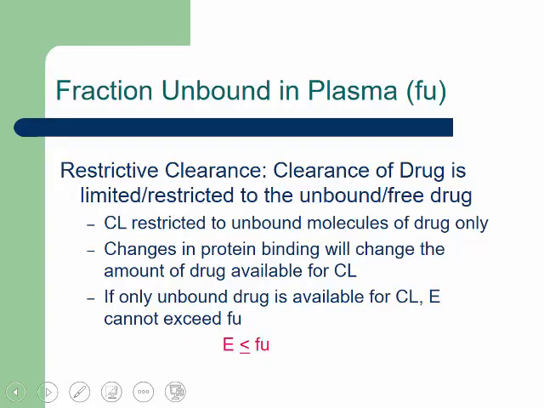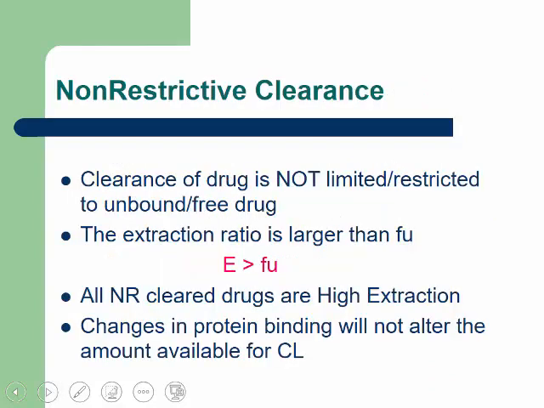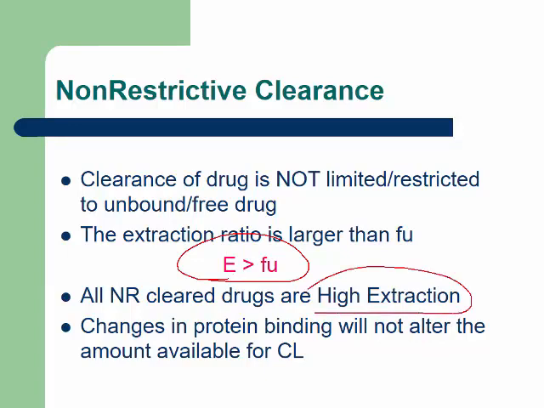But non-restrictive clearance is when the clearance is not limited to the unbound drug. This happens when the extraction ratio is larger, so more drug is being extracted than is free. So these are all high extraction drugs, high liver extraction drugs. Changes in protein binding will not alter the availability of the drug for clearance. So non-restrictive are high extraction drugs, which we'll talk about again in a minute, and restrictive are low extraction drugs.